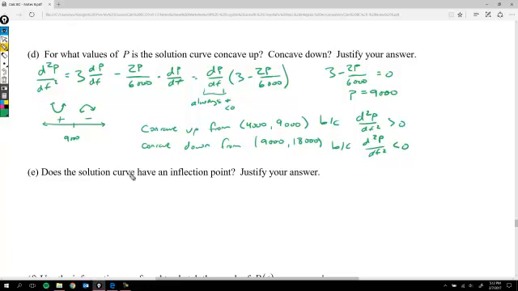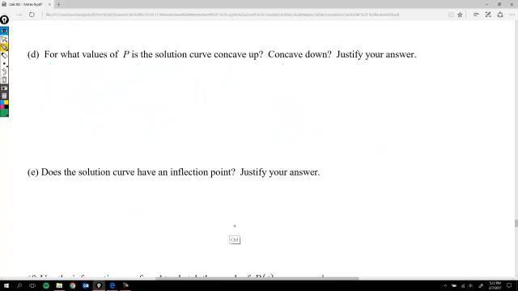Okay, then I'm asked if I have an inflection point. Yes, I do. 9,000 was my inflection point. And my justification would be because my second derivative changed sign. Remember, it's not enough for your second derivative to be 0. It also has to change sign. So my justification is that my second derivative changed sign about p equals 9,000.